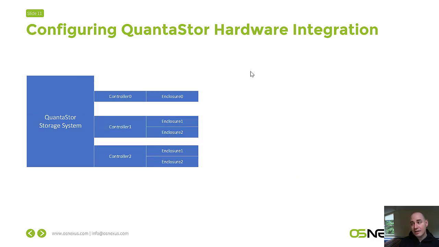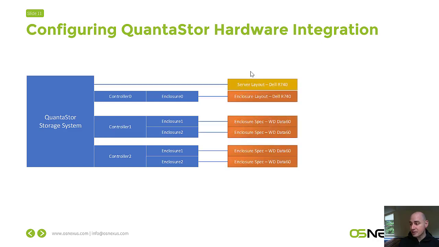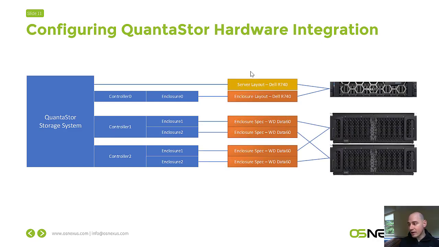Okay, so now we're going to talk a little bit about what this looks like with a more complex configuration. We're going to take an example where you've got a server that's connected to 2 external JBODs. In this case, we're using the Western Digital Data 60. When you go to that enclosure 1 on controller 1 and you assign it to tell it that it's the Data 60, it will automatically detect that that particular setting has been applied on that particular QuantaStor box.